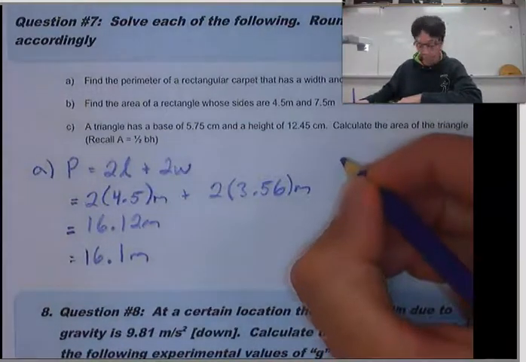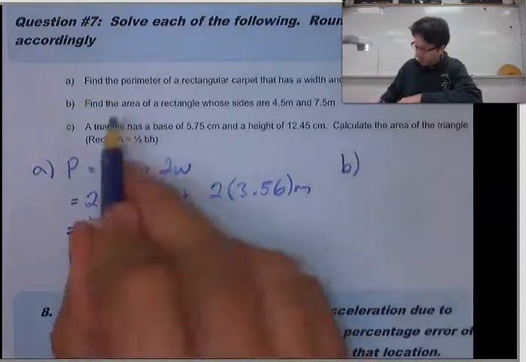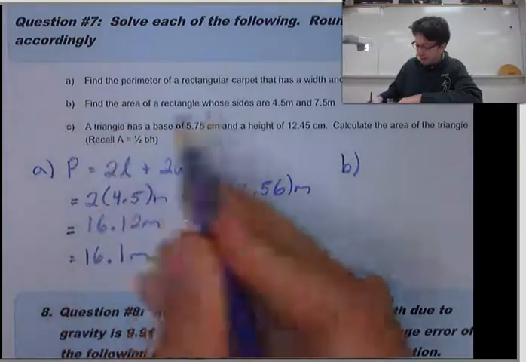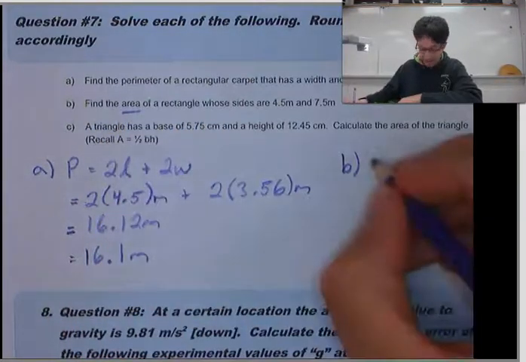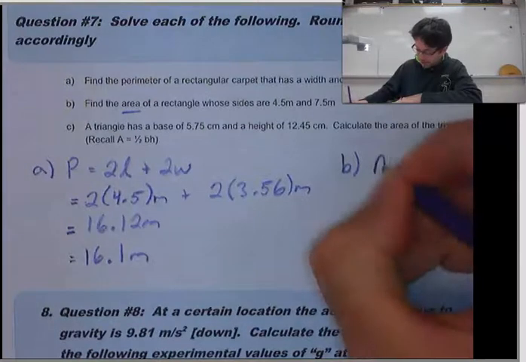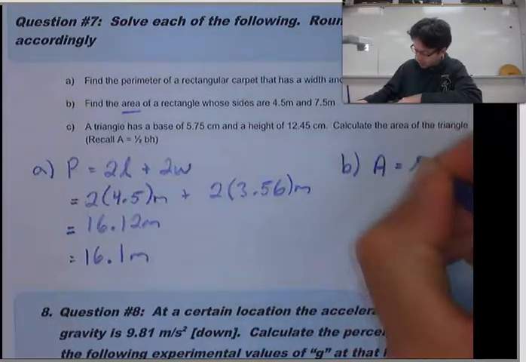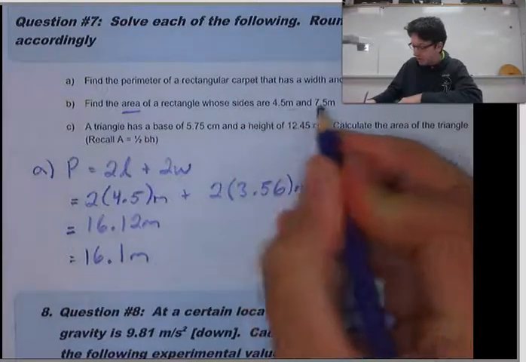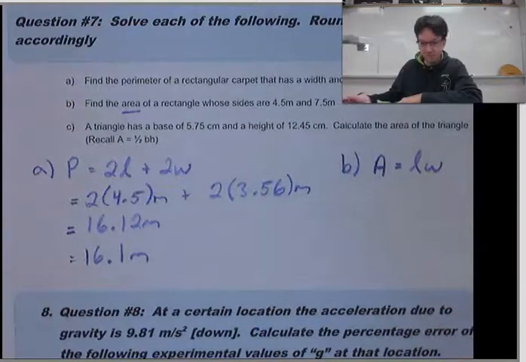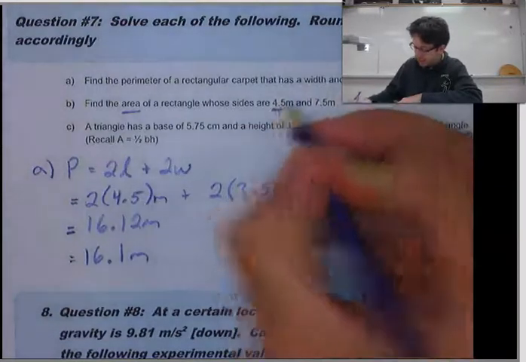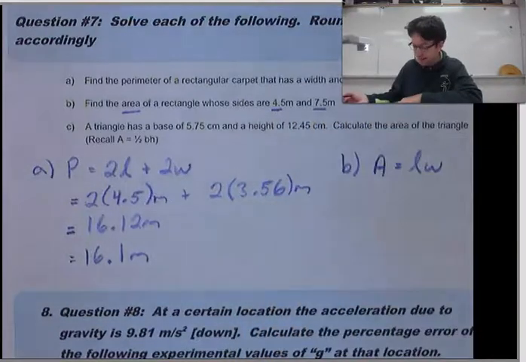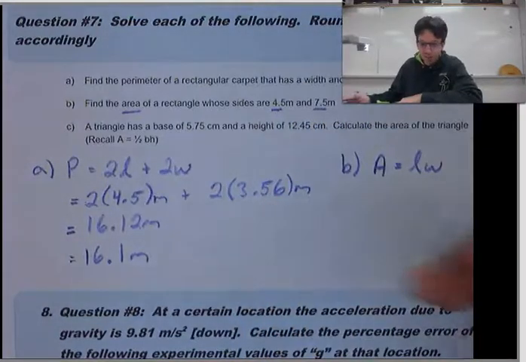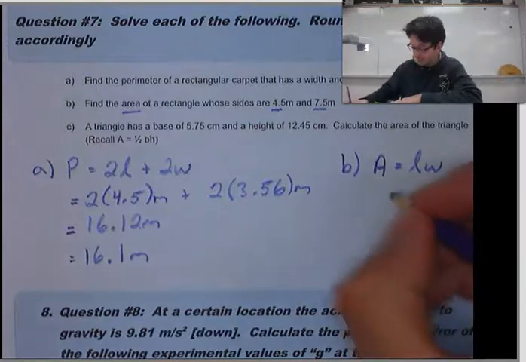Okay, for part B, we have find the area of a rectangle. So now we want to do area. So area is a multiplication. It's length times width. And so when we're doing a multiplication, we want to look at the number of significant digits. So this has 2 significant digits, and this also has 2 significant digits. So our answer should have 2 significant digits.